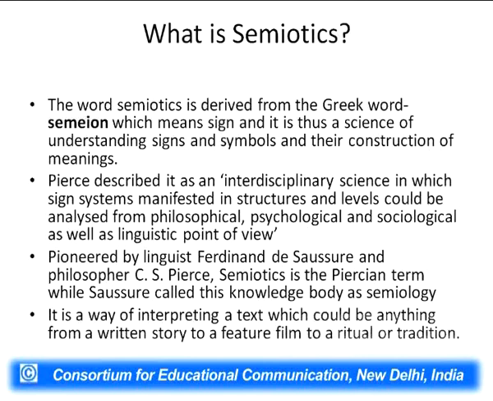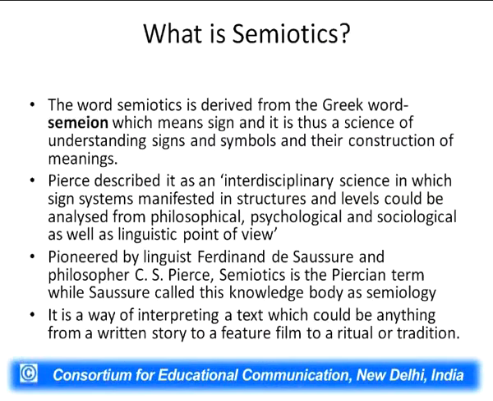Semiotics is also known as semiology, and we can interchange both the terms. Semiology is the term which was given by Saussure, and semiotics is the term which was given by C.S. Peirce, who was, as I said, an American logician and philosopher. So it's a way of interpreting a text, and a text could be anything. As Barthes says, a text could be anything; the text has its own story, and it lends itself to a meaning structure.